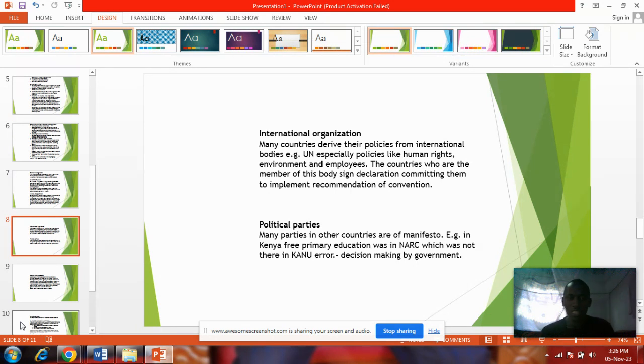We have political parties. This is whereby many parties in other countries have manifestos, in Kenya for example. Free primary education was enough, which was not there in the KANU era, the decision making by the government.